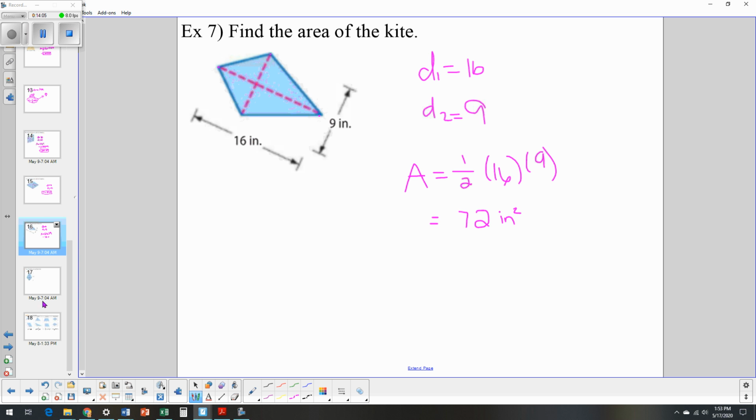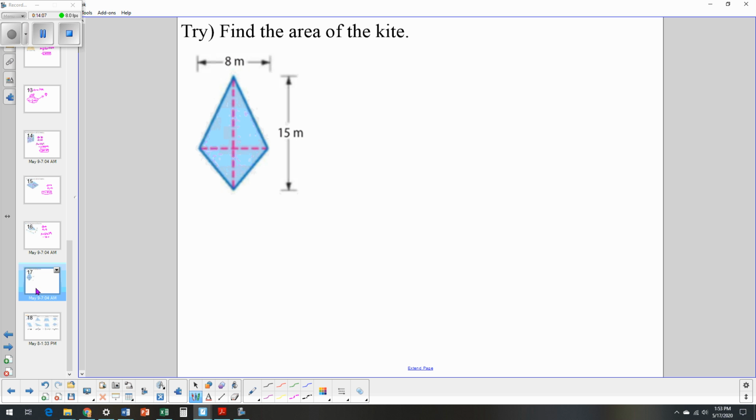So go ahead, try the last problem here. Pause, and when you're ready, come check your answer. All right, we should have got an area of 60 square meters for this one.